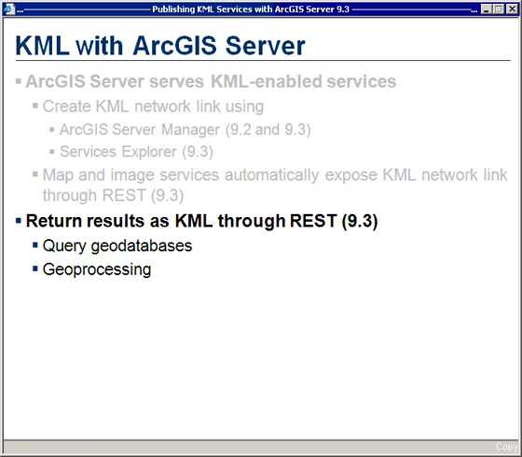So in addition to that, you can also return your results as KML through what we call REST at 9.3. So through that REST, you can either query geodatabases and return them into KML so you can view them in a KML client, or work with geoprocessing. So that means working with a geodata service or potentially a geoprocessing service.